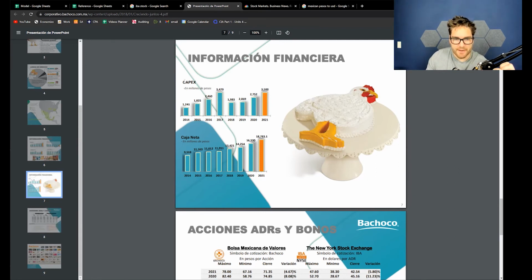So let me see this. CapEx, yeah, it's very similar. This is net income right there. So we see it's up and to the right. So right here, we can then understand, remember the added nuance I gave to you guys, well, what happened to the peso relative to the dollar?